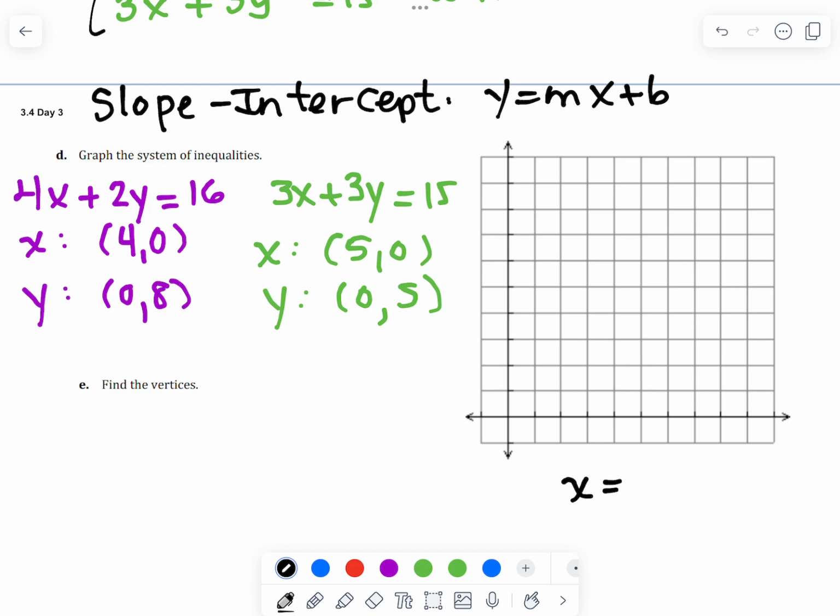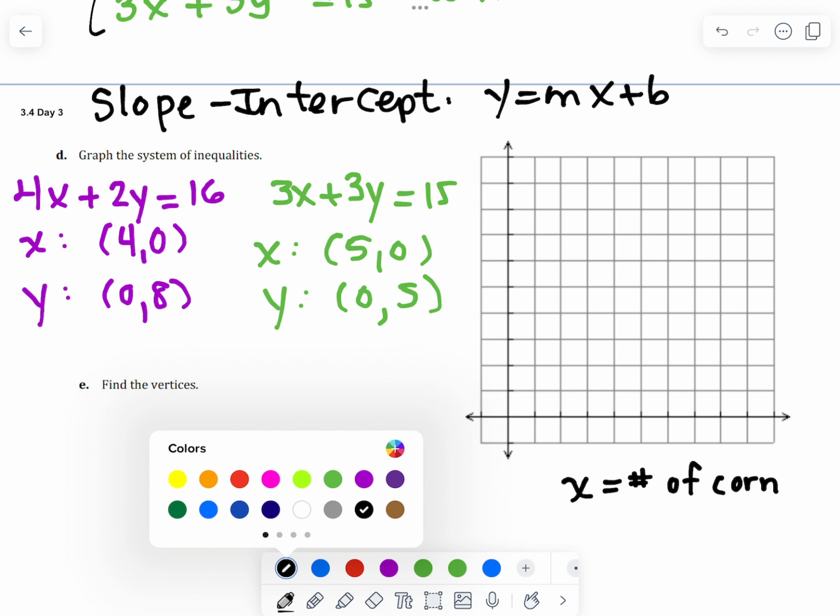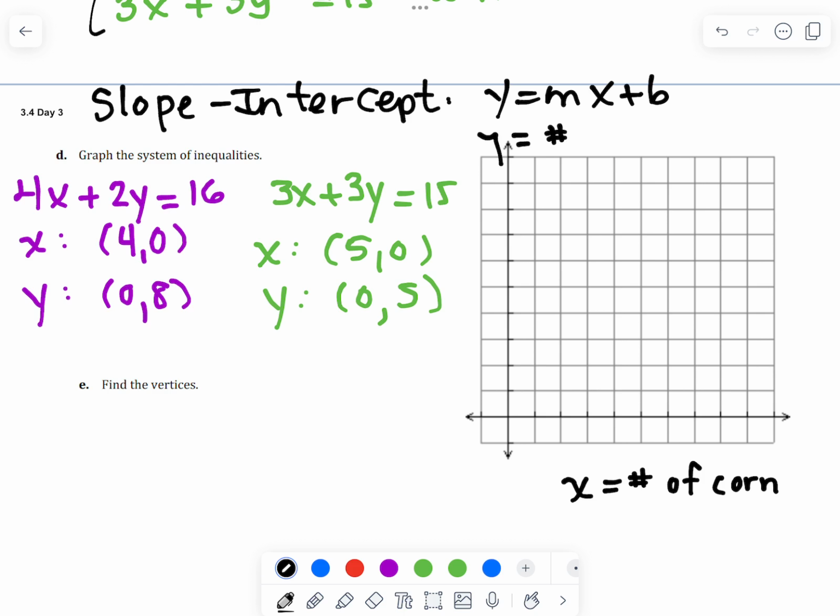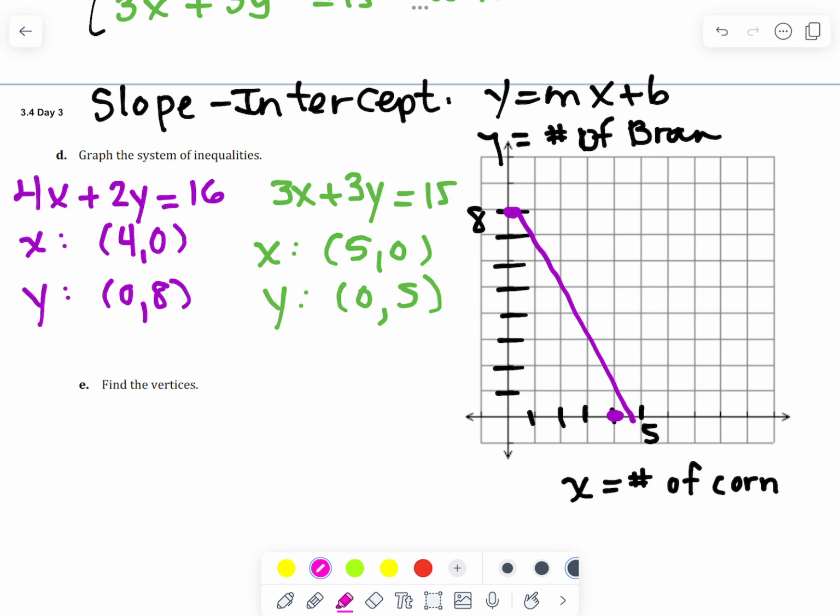Remember, the x-axis is the number of corn trays, and the y-axis represents the number of bran trays. Pretty small numbers, so this will be 1, 2, 3, 4, 5, and then 1, 2, 3, 4, 5, 6, 7, 8. Then we'll graph the purple line first. Ordered pairs 4, 0 and 0, 8. A straight line, and then we'll shade below, less than.